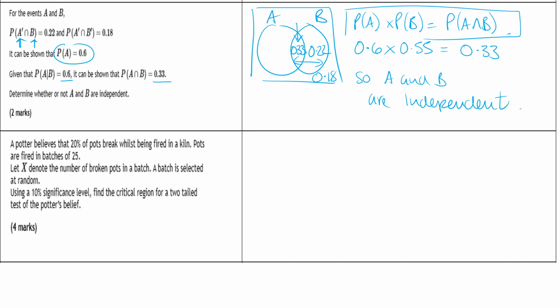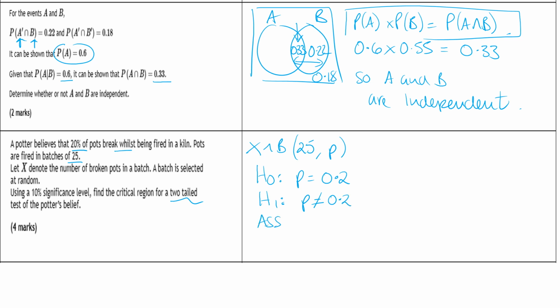Okay, the next one is hypothesis testing. We've got a potter believing 20% of the pots break whilst being fired in a kiln, and we've got batches of 25. So we're letting X denote the binomial distribution where we've got a batch of 25 and the probability P. Our null hypothesis is currently what's going on, that 20% breaks, so that's 0.2. Our alternative hypothesis, because we're being asked to do a two-tailed test, is that P does not equal 0.2.